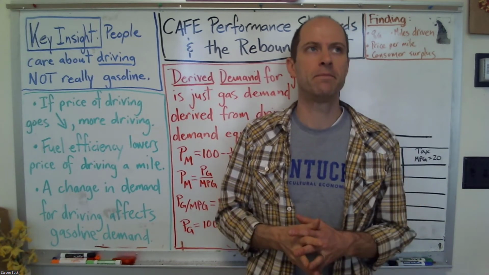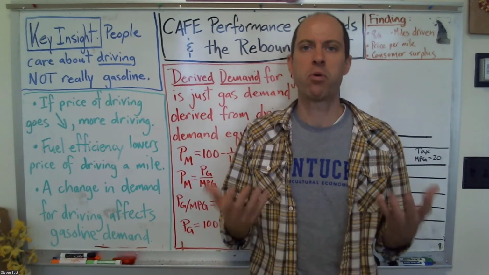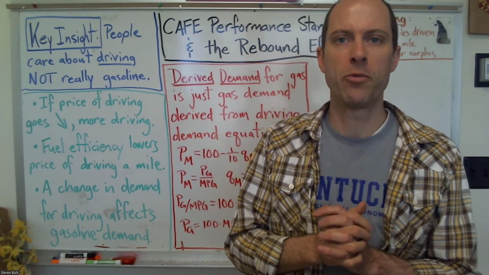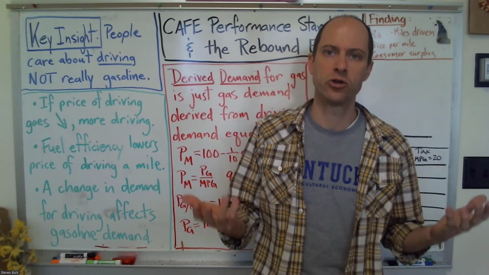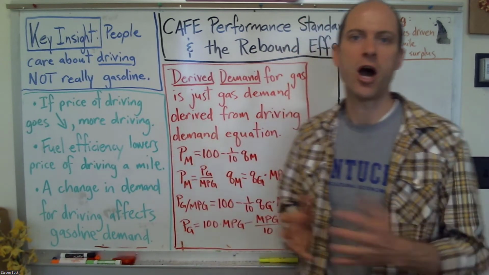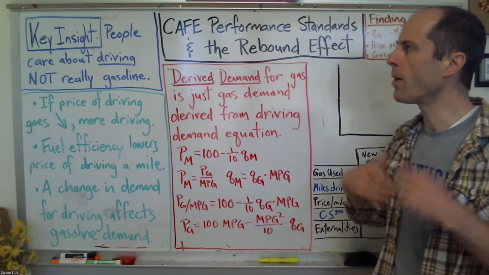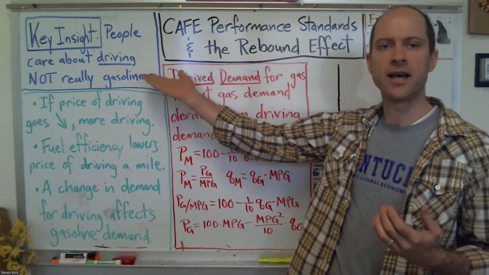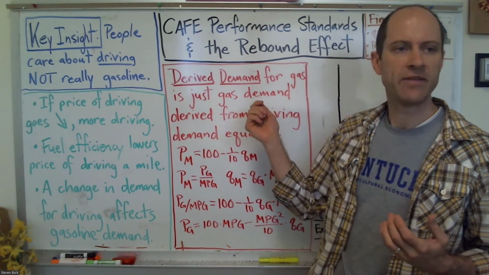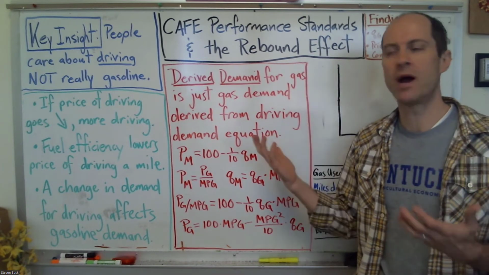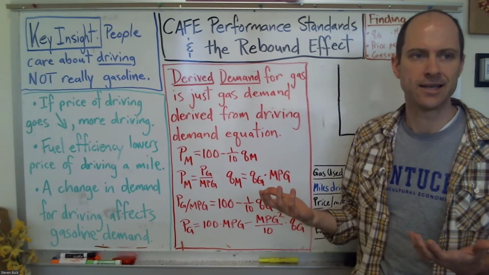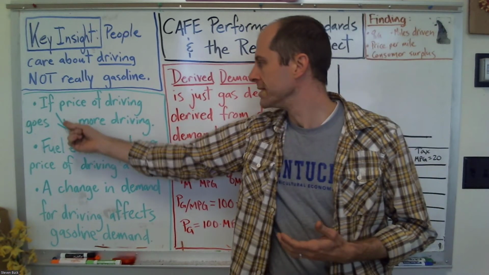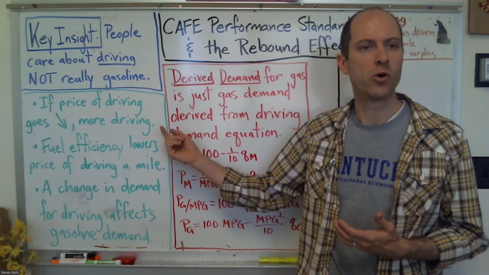It's one of the reasons that many economists have a preference for either the corrective tax or tradable permits as a market mechanism to arrive at the socially optimal outcome. All right, so what's the deal? Let's start with the key insight based on our driving example. People care about driving, not really gasoline. What does this mean? If the price of driving goes down, there's going to be more driving.